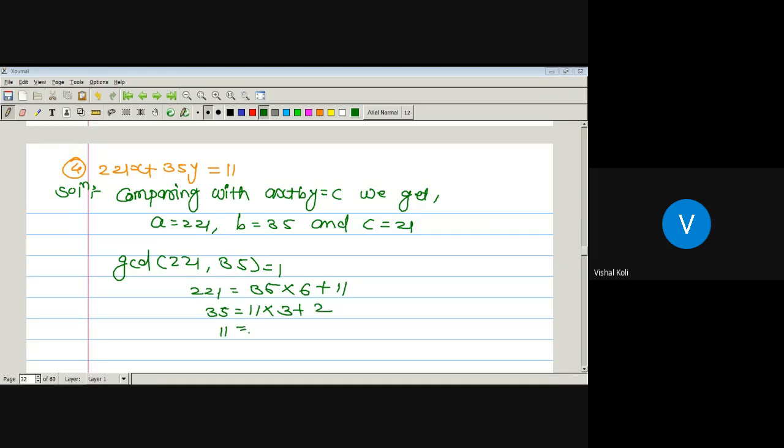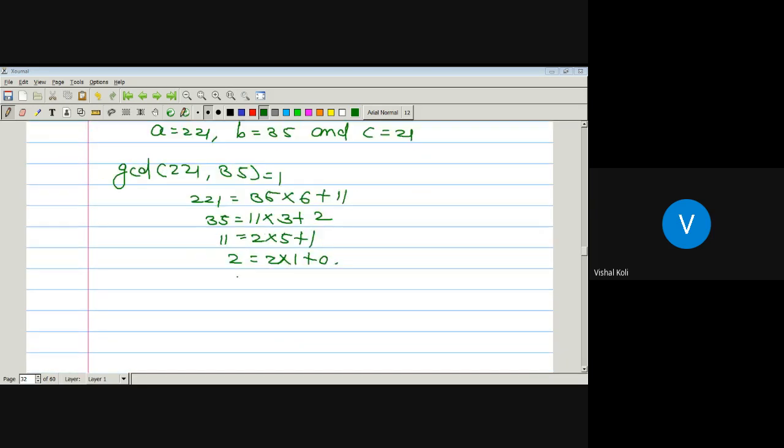11 is 2 into 5 plus 1. 2 is 2 into 1 plus 0. So the GCD is 1, and as 1 divides, what should be the right hand side? 21. So this given equation has a solution.